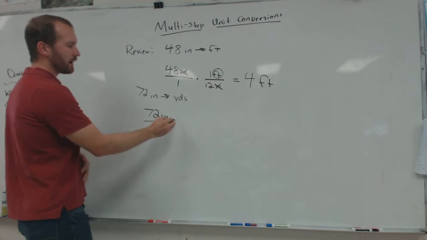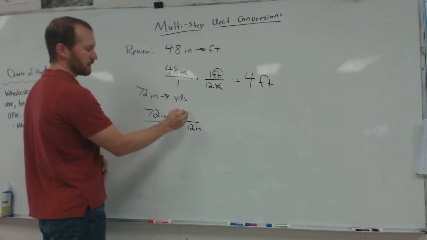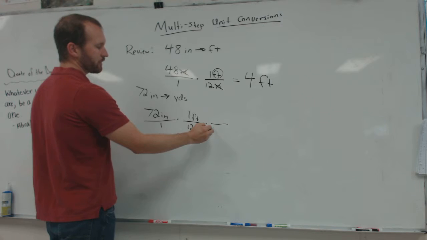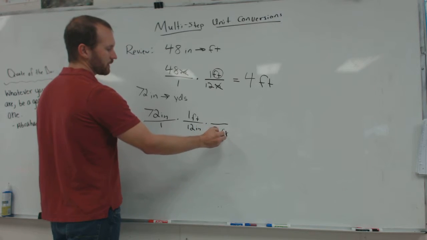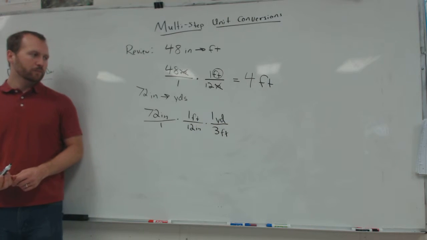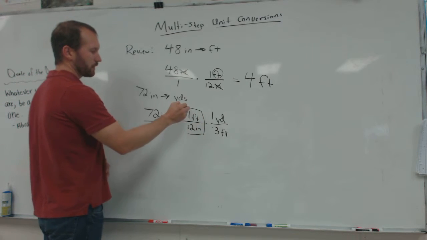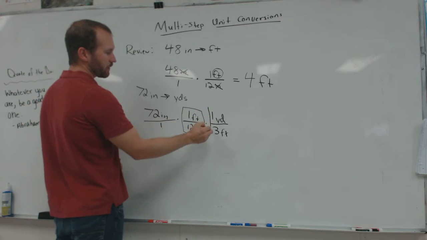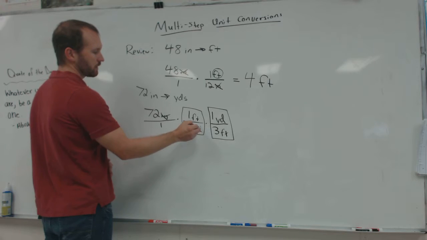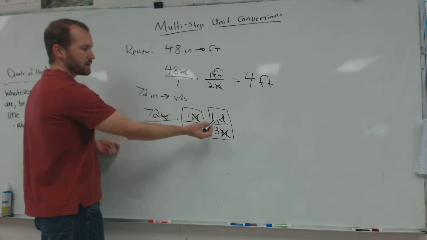Instead, let's say I remember the number of inches in a foot, which is 12 inches in 1 foot. And I remember the number of feet in a yard. So I use my first unit multiplier here, and my second unit multiplier here. And what happens is the inches cancels with inches. The feet cancel with feet, and I just have yards left.